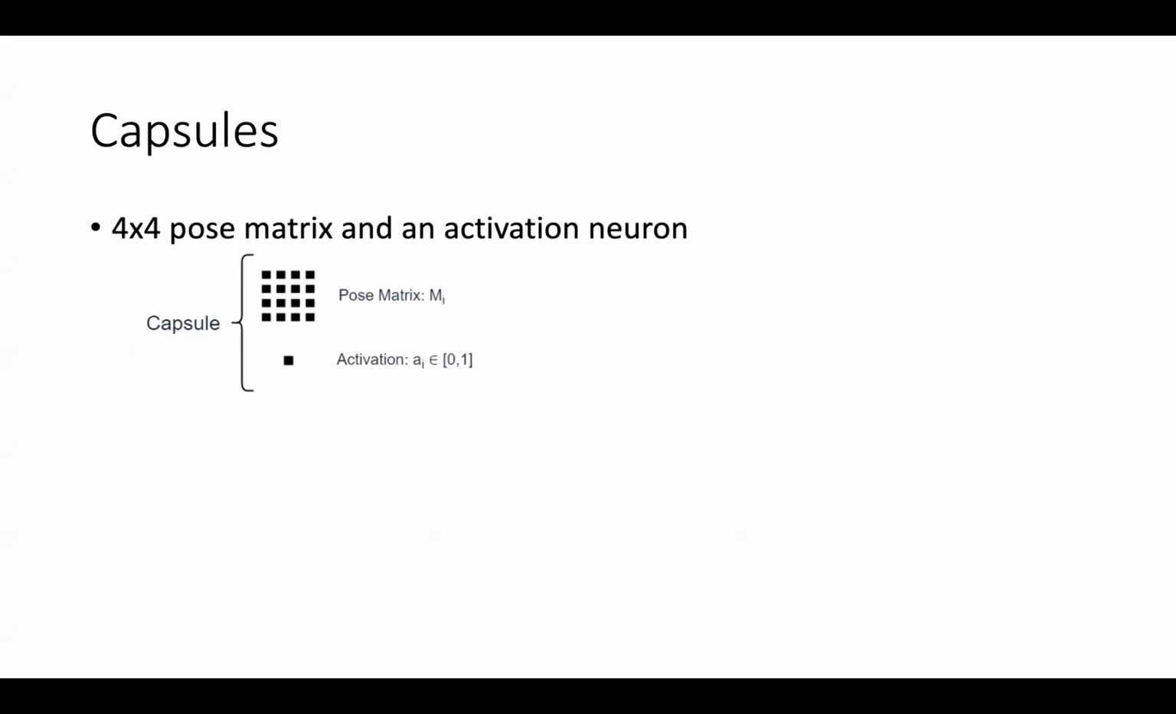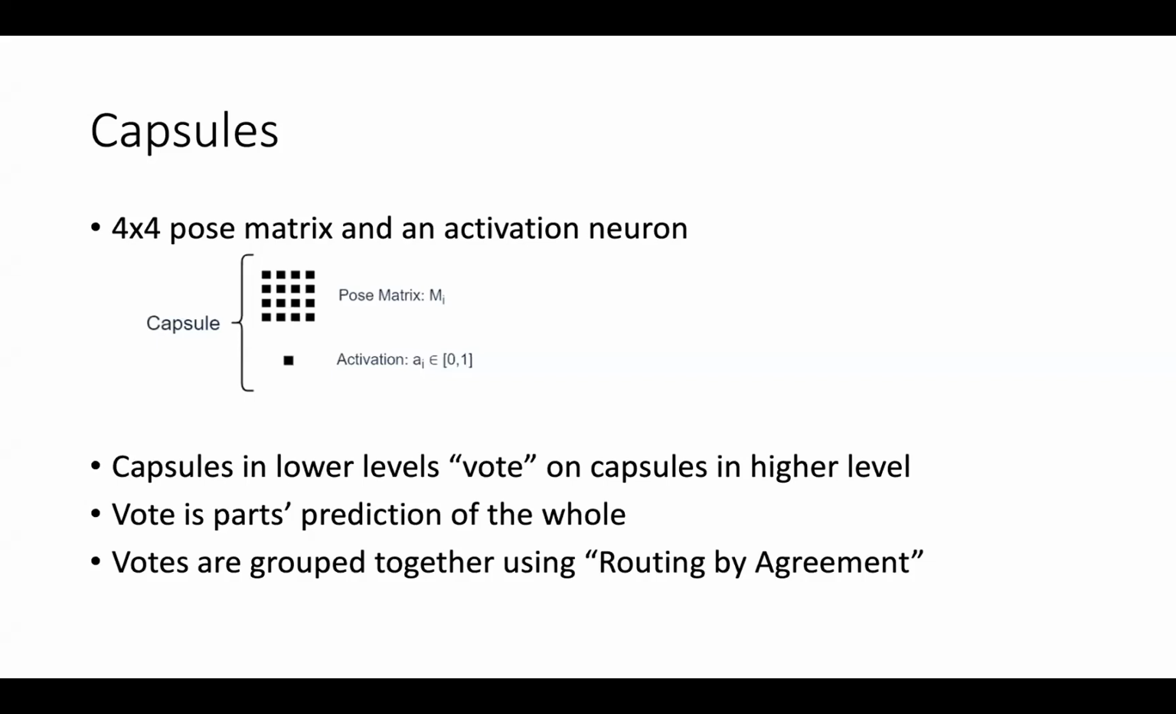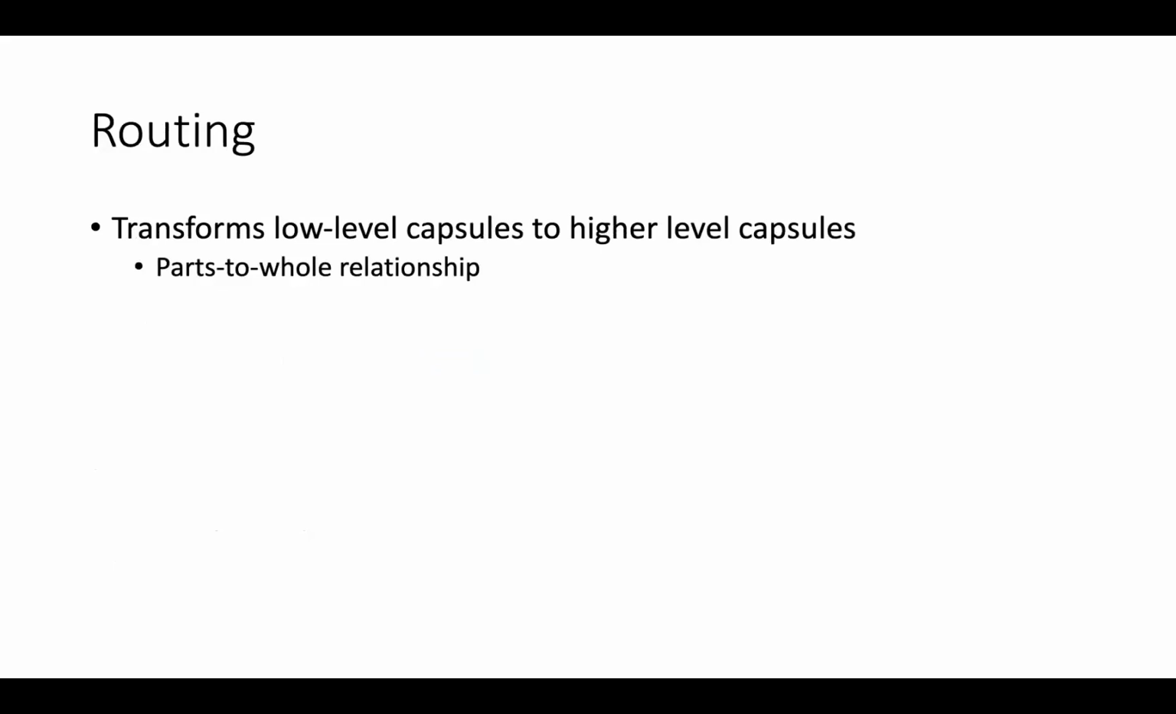So to do this, capsules try to represent these instantiation parameters using a 4x4 pose matrix, and also an activation. This activation is between 0 and 1, and it is a probability of existence for that given object that the capsule represents. Capsules in lower levels vote for capsules in higher levels. These votes are predictions of the parts to the wholes. And votes are grouped together using a routing by agreement algorithm. So as I said, routing attempts to find these part-to-whole relationships.